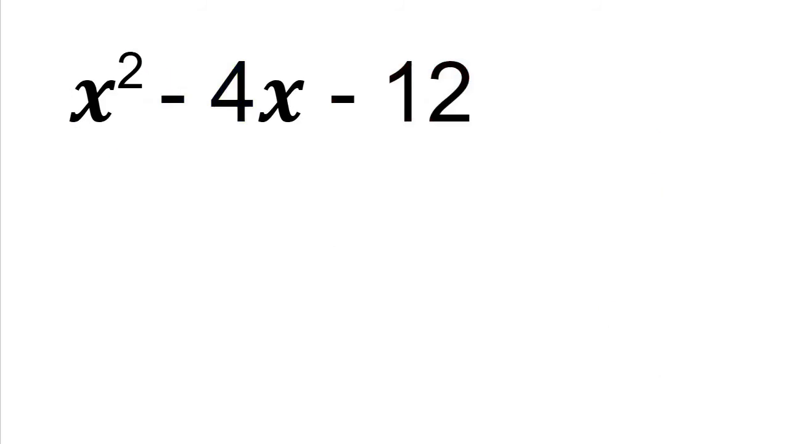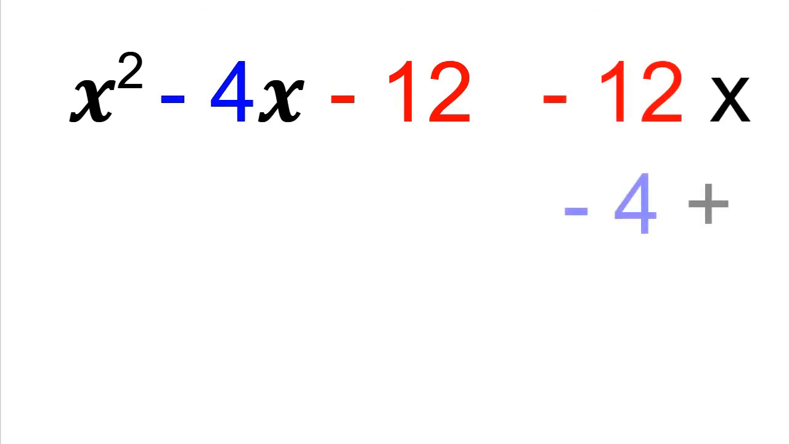Now let's move on to another example of a simple trinomial. So like before, we are concerned with the negative 12 and the negative 4. So we need to figure out two numbers that multiply to negative 12 and add to negative 4. So let's try negative 4 and 3. Negative 4 times 3 is negative 12, but negative 4 plus 3 is negative 1. So these aren't the numbers.